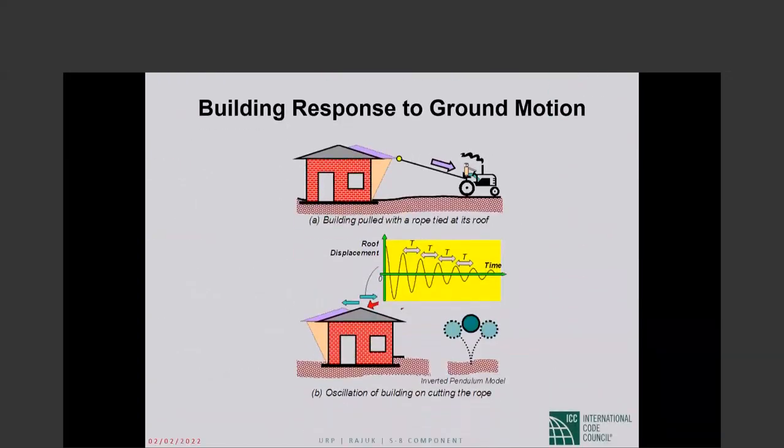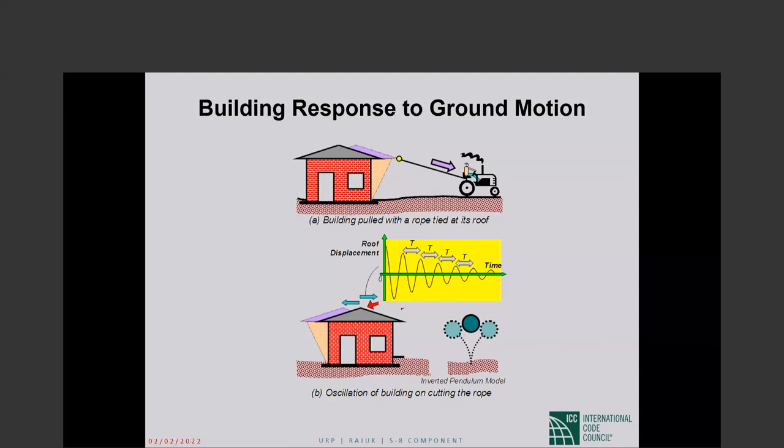On this slide, there are beautiful pictures put together by FEMA that I have just copied. It's absolutely wonderful for explaining very basic things. So this is a building, obviously, and somehow somebody has tied a rope to the roof and is pulling on that rope with this tractor.